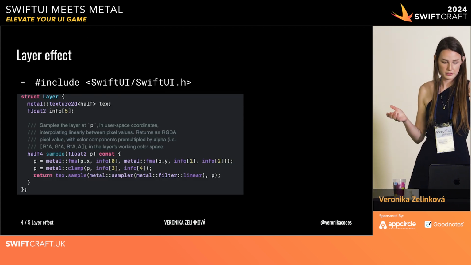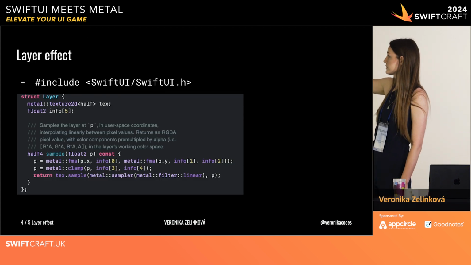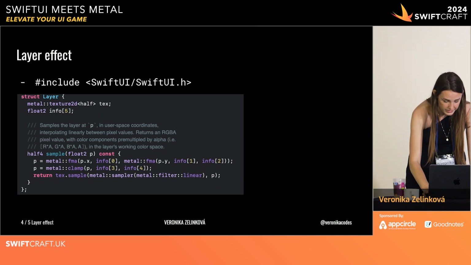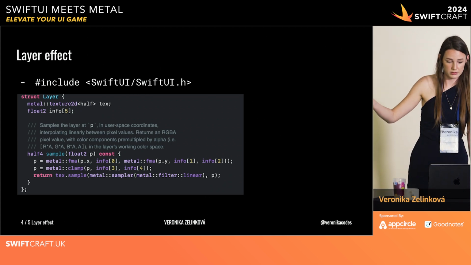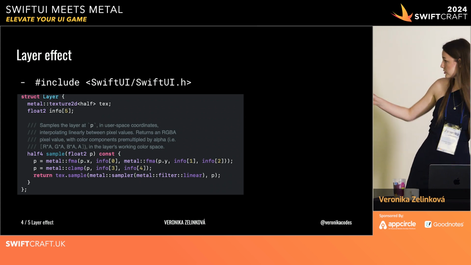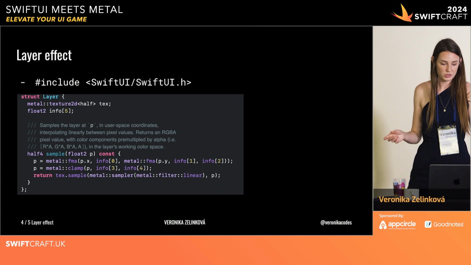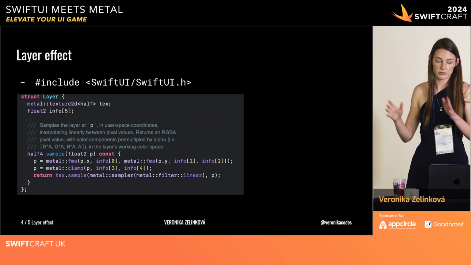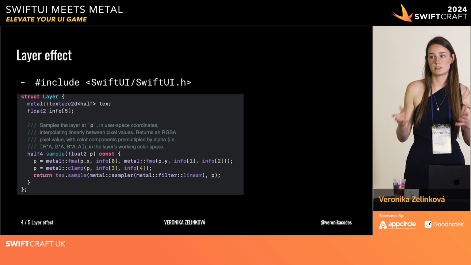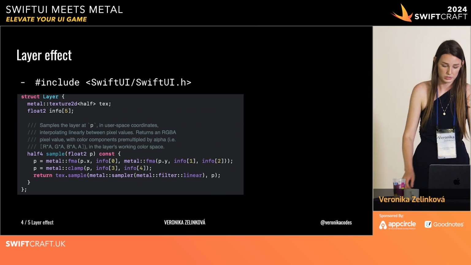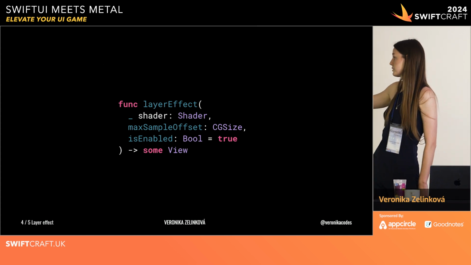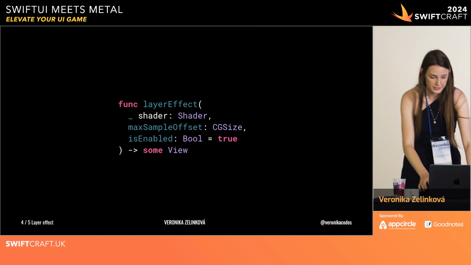What's the layer? We have to include it by adding this SwiftUI header. The layer struct just has inside a 2D texture and the sampling method. So if we call this sample method on our layer with some position which we want to sample, it will return us the color at that position. And we also use the max sample offset, as we did in the distortion effect.